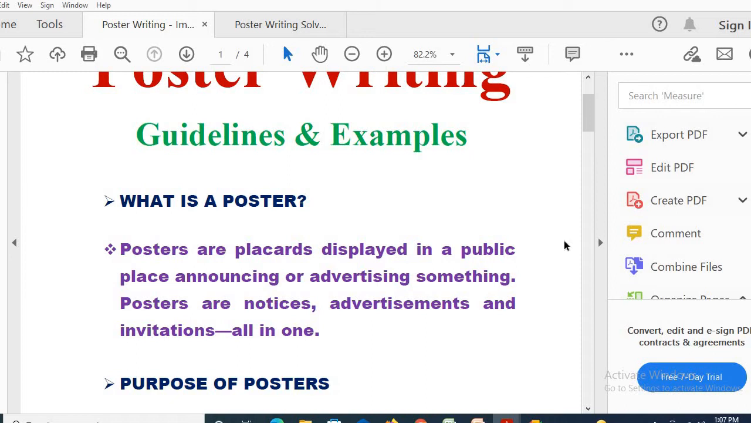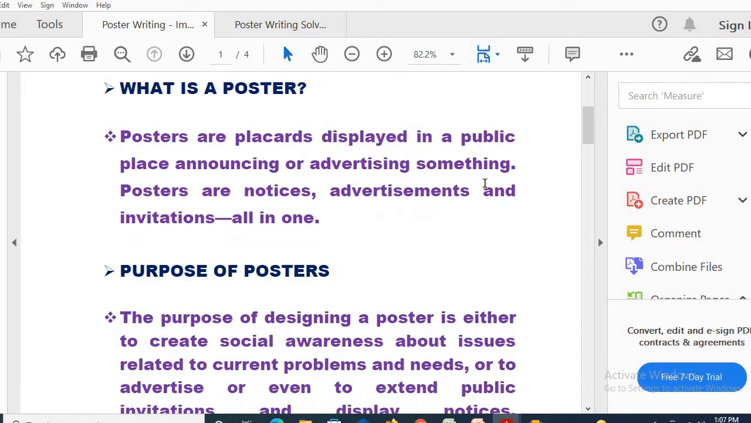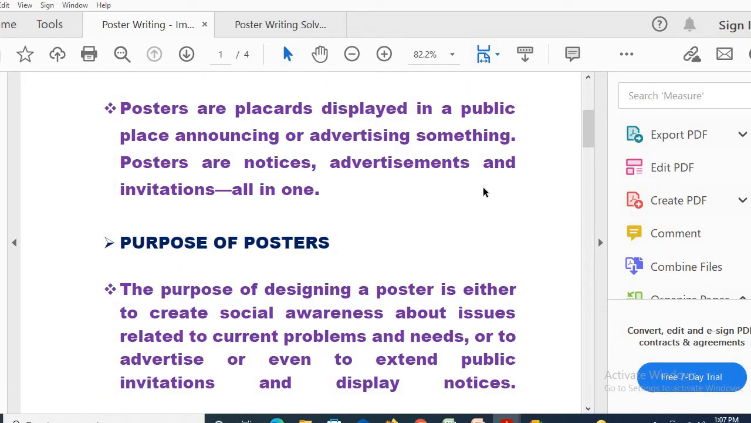Okay, now the first important thing is, what is a poster? We are talking about poster making, poster writing. Now what exactly is a poster? That is something very important, that is something we should all know about. Now guidelines and examples. Now what is a poster? First of all, we should know what exactly a poster is all about.